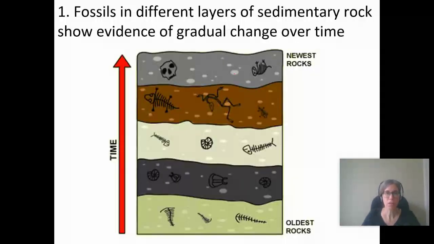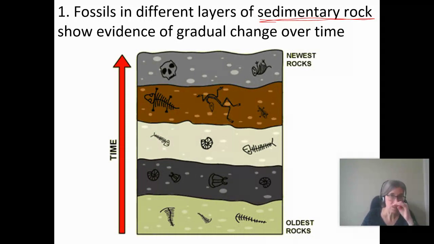Okay, so first of all, fossils. Fossils in different layers of sedimentary rock show evidence of gradual change over time. So first of all, fossils only form in sedimentary rock. So sedimentary rock is formed when sediments fall and land on plants or animals or fungi or whatever. And many sediments over time build up, and the pressure eventually produces sedimentary rock from the sediments.